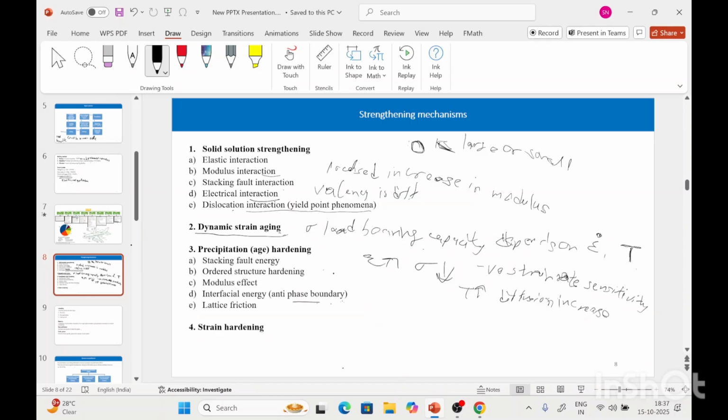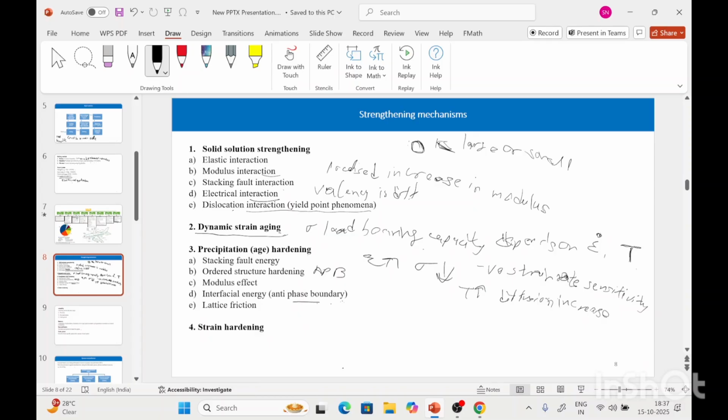So that ordered structure, in the antiphase boundary, will contribute to the increase in strength of the material. The next is the modulus effect: if the precipitate has a different modulus, the strain field near it will be different, and that will increase the strength of the material.